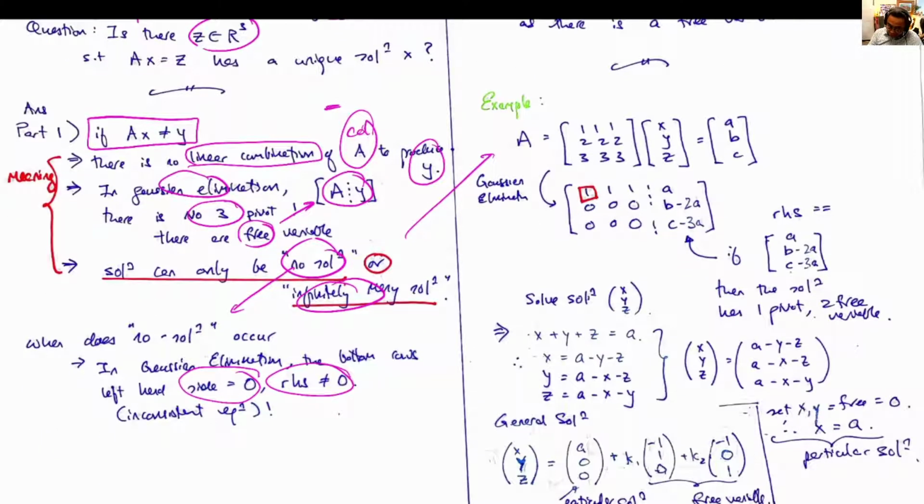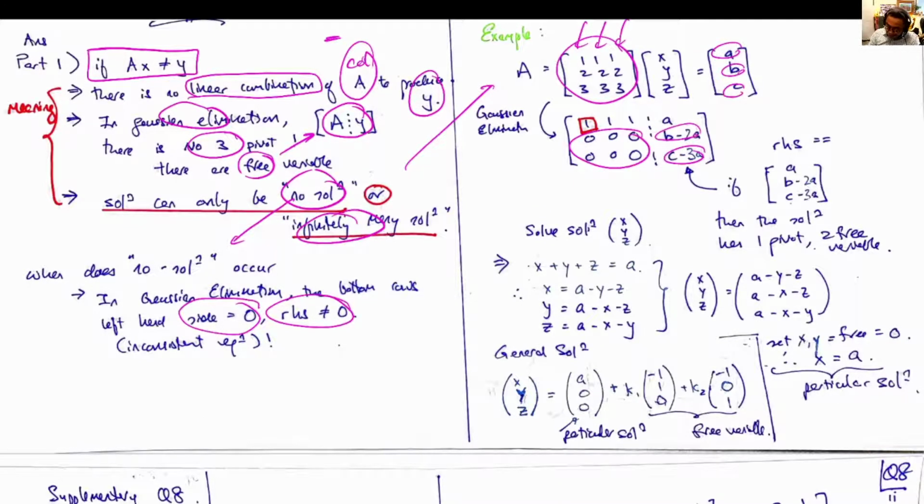In this matrix A, we have 3 dependent columns. In fact, the columns are identical, so there is only 1 pivot and 2 free variables. When we row reduce, we can see that the second and third rows are all zeros, and because we have A, B, and C, now we can see B becomes B minus 2A, C becomes C minus 3A.